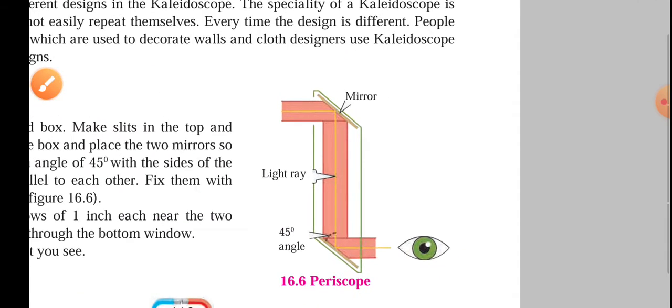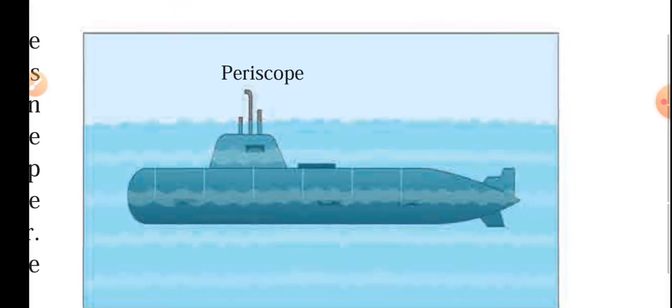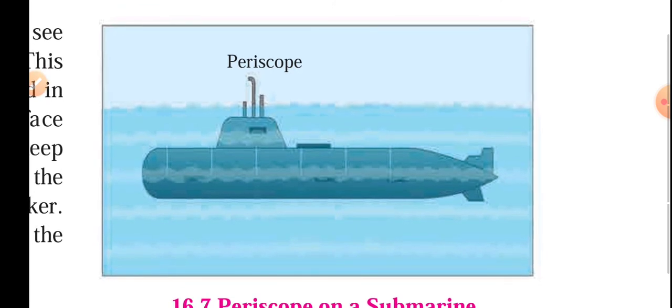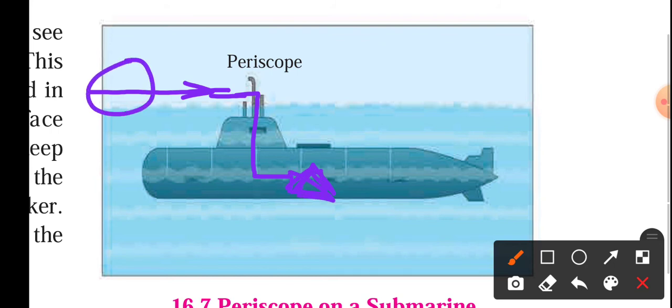Now, on the other side, there are submarines also. As we know, submarines are underwater. So how do we observe what is going on at the surface of the water? To observe that, a periscope is the best instrument. You can see over here, the light ray can enter the periscope from here. Then the light ray will go inside, and someone who is sitting here can observe what exactly is going on at the upper surface. So this is the use of a periscope.